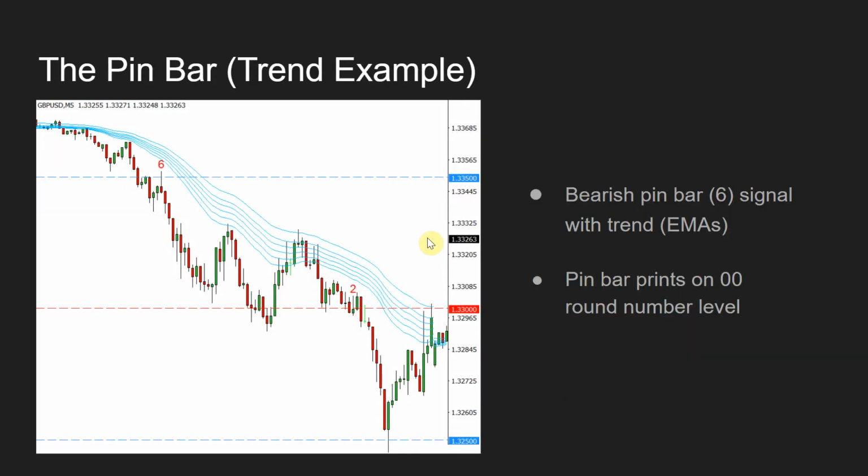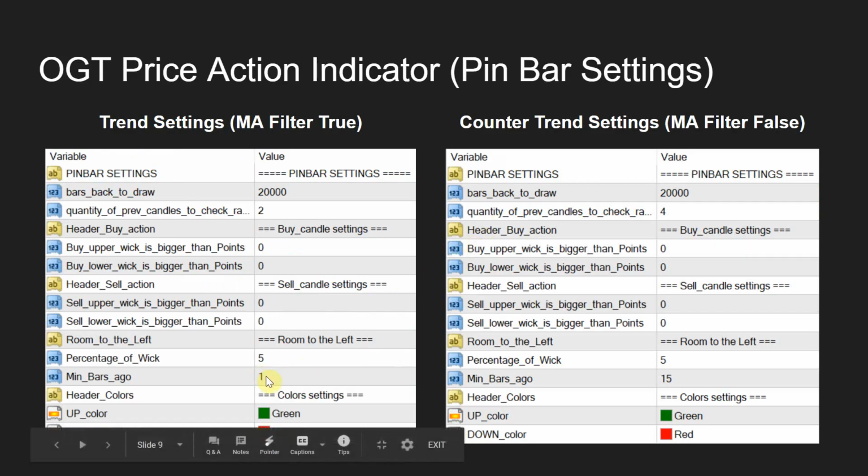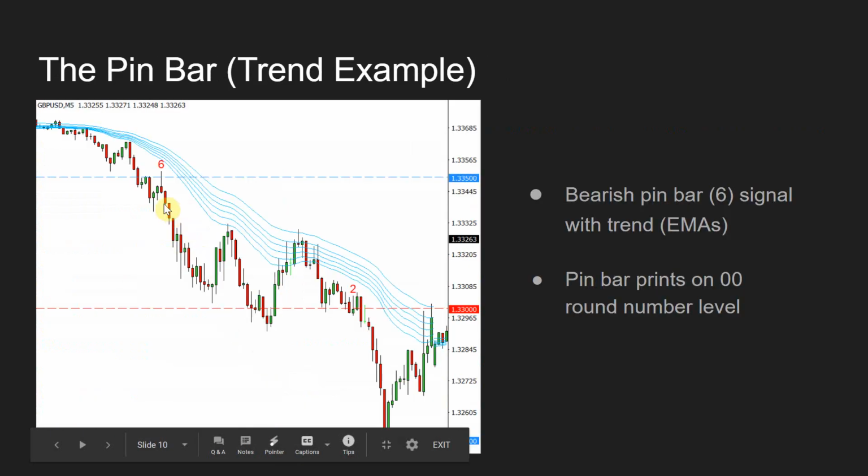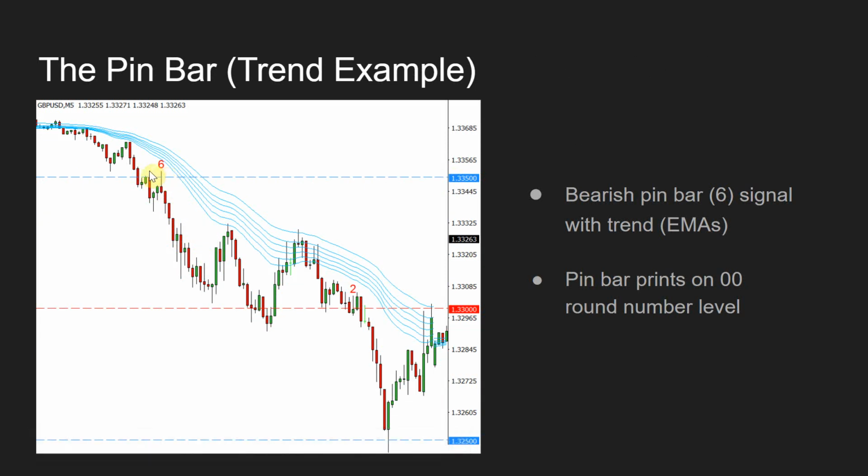So here's a particular example of a trend trade. We've got two bearish pin bars over here. What prints on top of each pin bar is a number, and that number means the room to the left. How many bars ago did 5% of the upper wick, in this example, touch price?